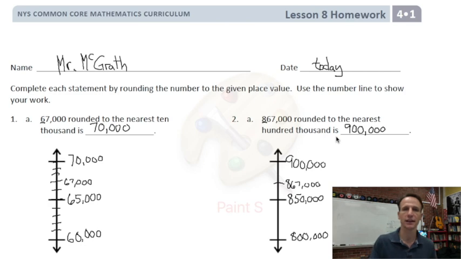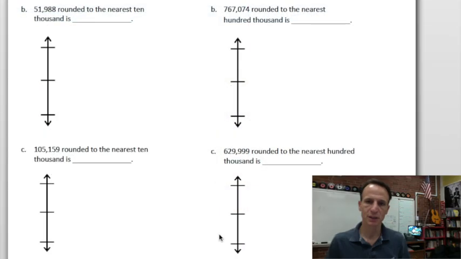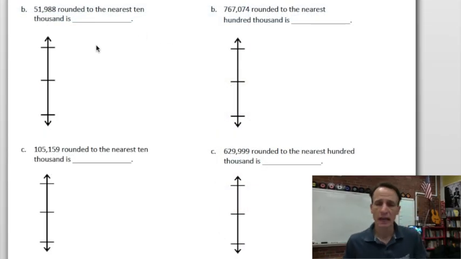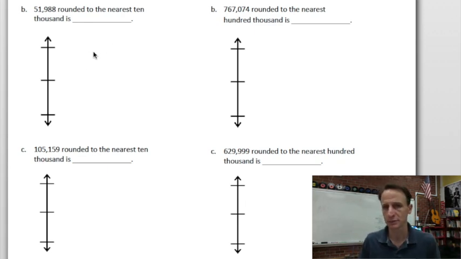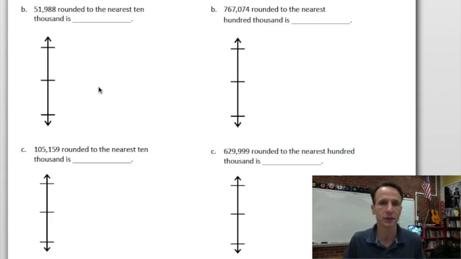See you there. All right, here we go with the BCs. And we're going to go through these a little faster here because I have to work on the assumption that you're getting the hang of this, okay? We just need to make sure you're doing every little step right. So here we are with 1B. We have 51,988 rounded to the nearest 10,000 is blank.